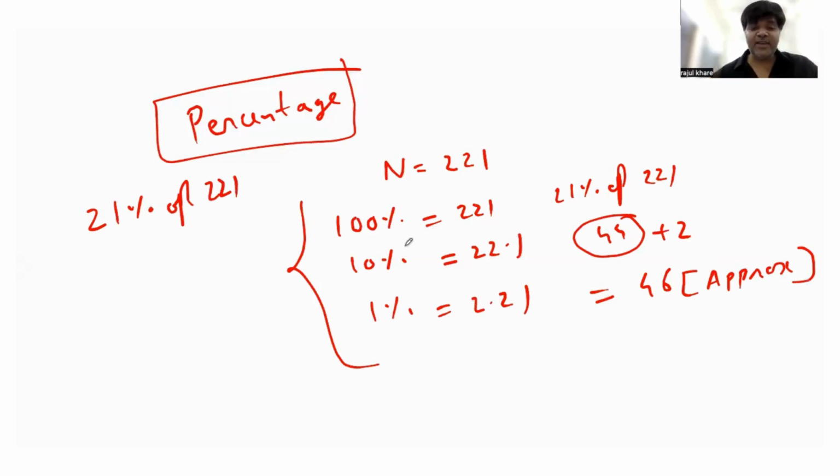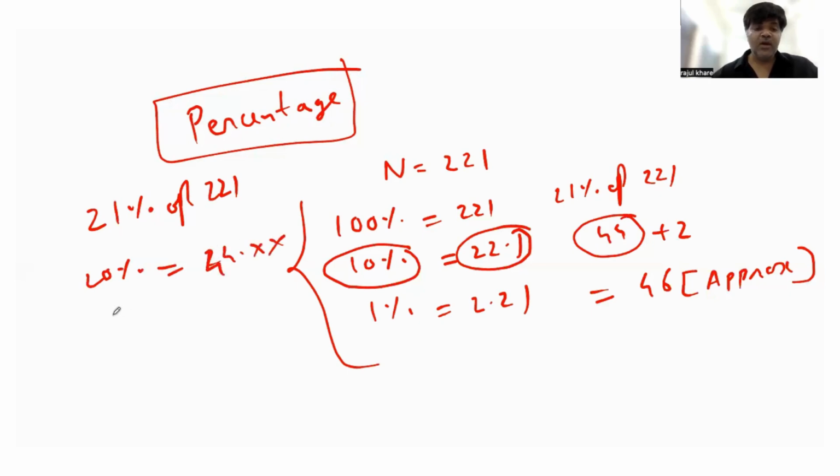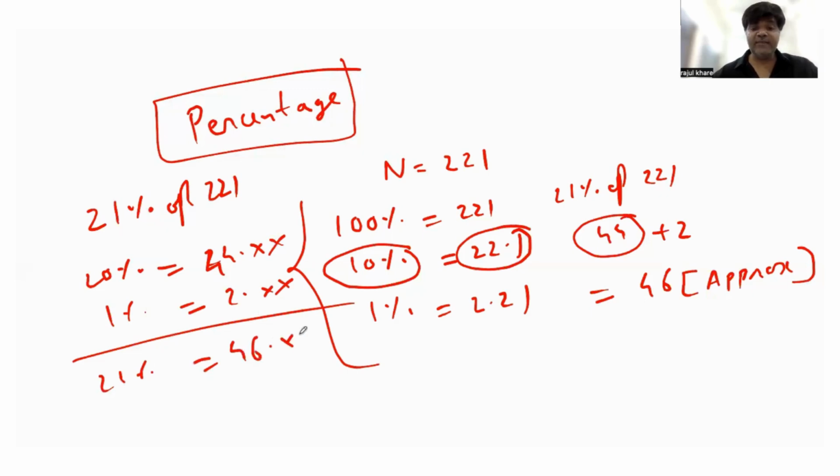So for 21%, I calculate 10%. 10% is 22.1, so 20% will be approximately 44 point something. 1% is 2 point something. So 21% will be 46 point something. We can directly say that the answer is between 46 and 47.